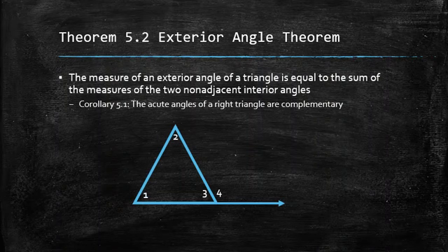Remember, a corollary is a statement that can be easily proven by a theorem. There is a corollary that goes with this theorem, which states that the acute angles of a right triangle are complementary. This also makes sense because if a right triangle has one angle that is 90 degrees, and the sum of the interior angles of a triangle is 180, then 180 minus 90 equals the sum of the other two angles, making them complementary, since those two angles should add up to 90 degrees.